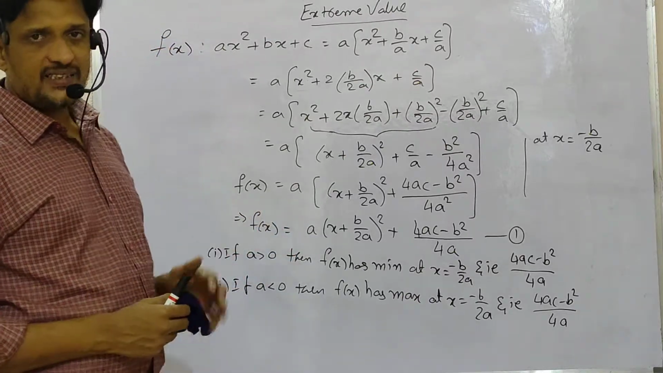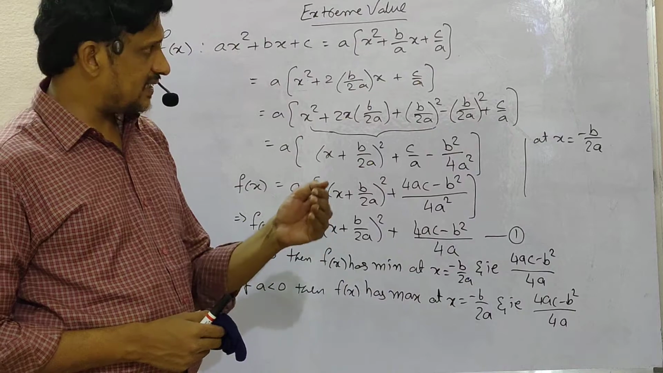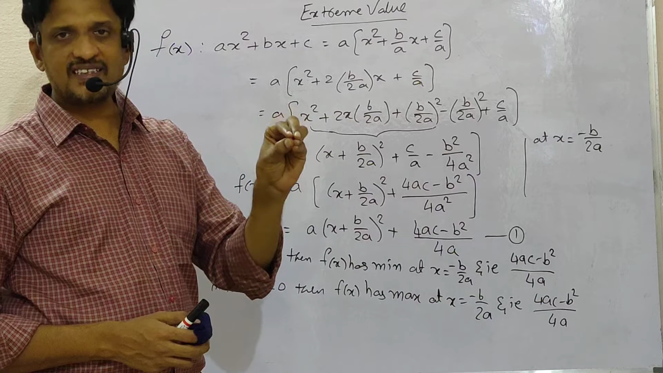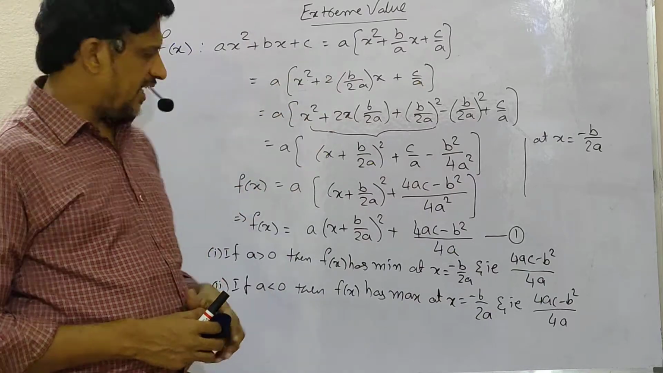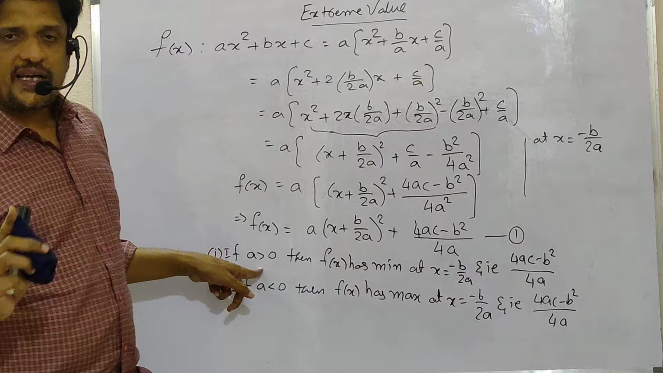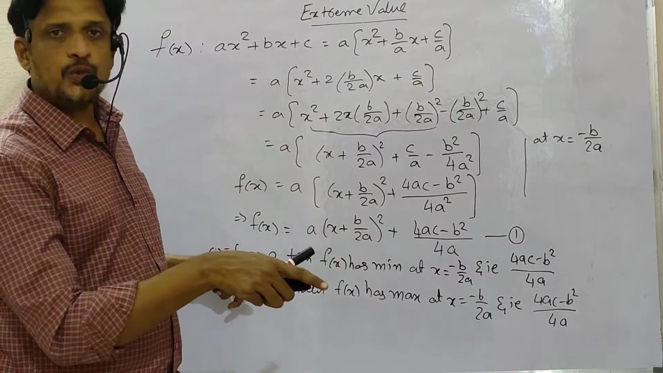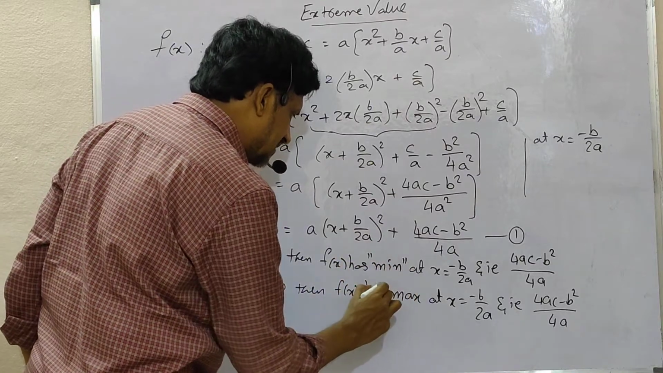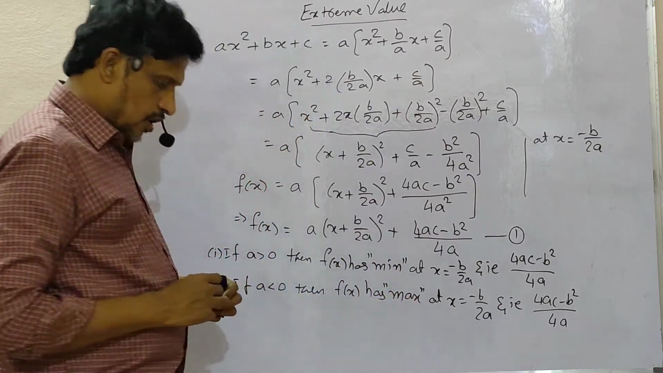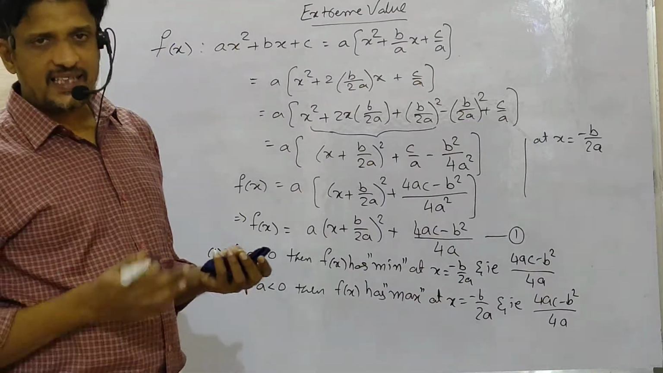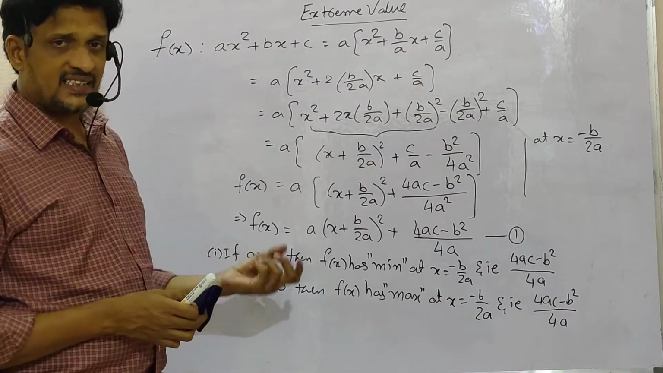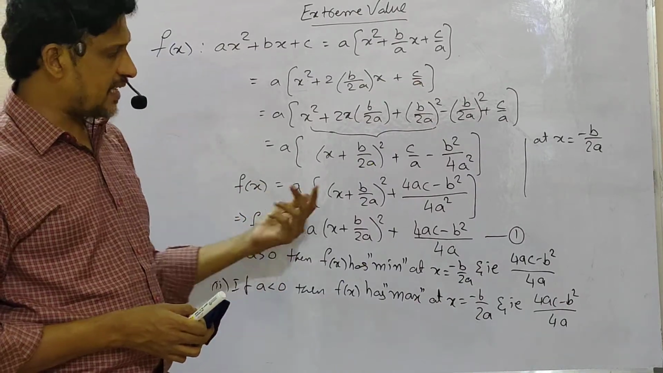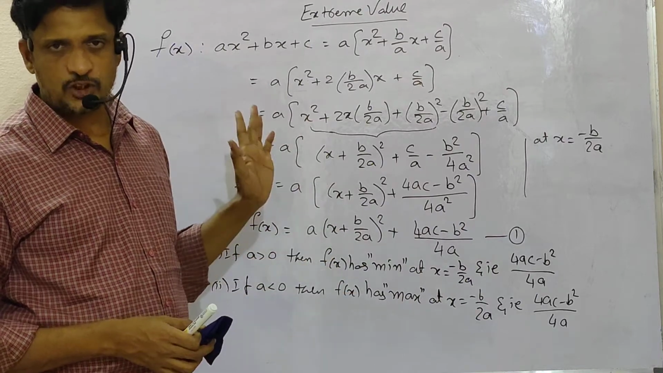So if any quadratic expression is given, just observe the coefficient of x square, which is usually called a. If a is positive, then you can say that the expression has a minimum value. If a is negative, then the expression has a maximum value. What is that extreme value, either minimum or maximum? Because a is either positive or negative, it cannot be both at a time. That means an expression has either minimum or maximum. Only one of these two exists.